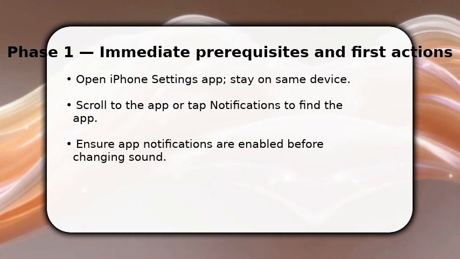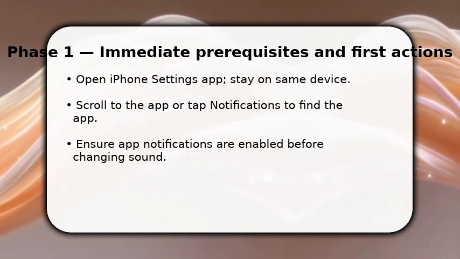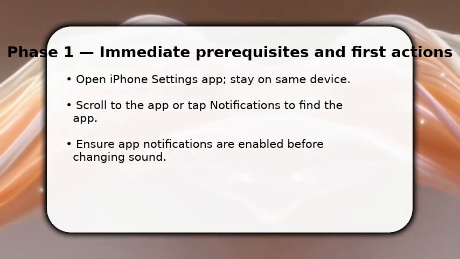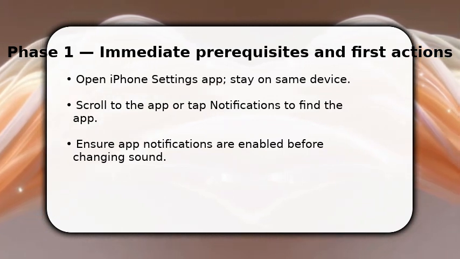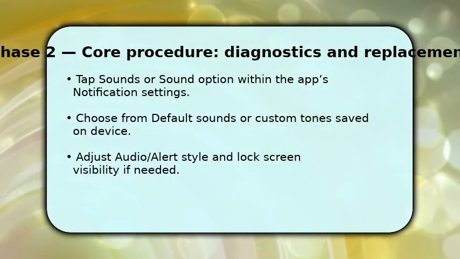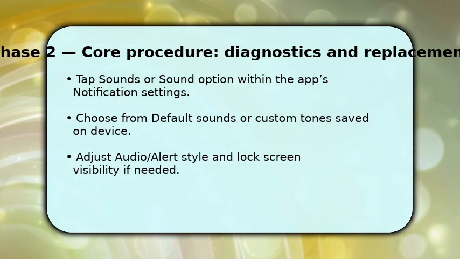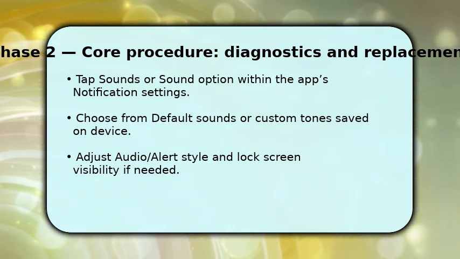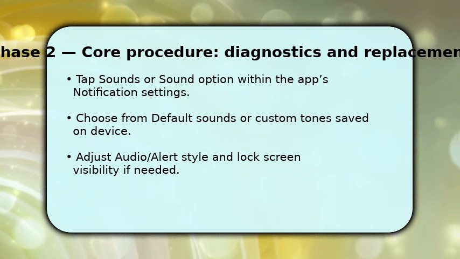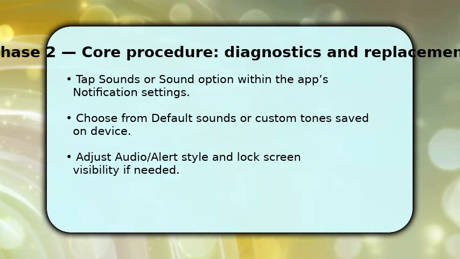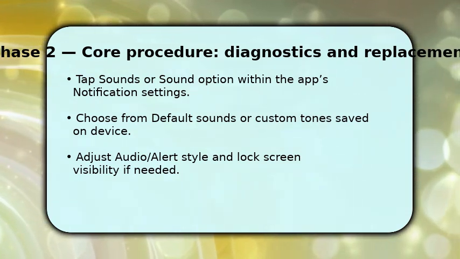Enabling notifications first prevents dead ends and saves time when you reach the sound selector in the app's notifications pane. Next, tap Sounds or the sound option inside that app's notification page so you can pick the tone. You can choose a default tone or select a custom ringtone or tone you've imported. This changes how that app alerts you without affecting others.